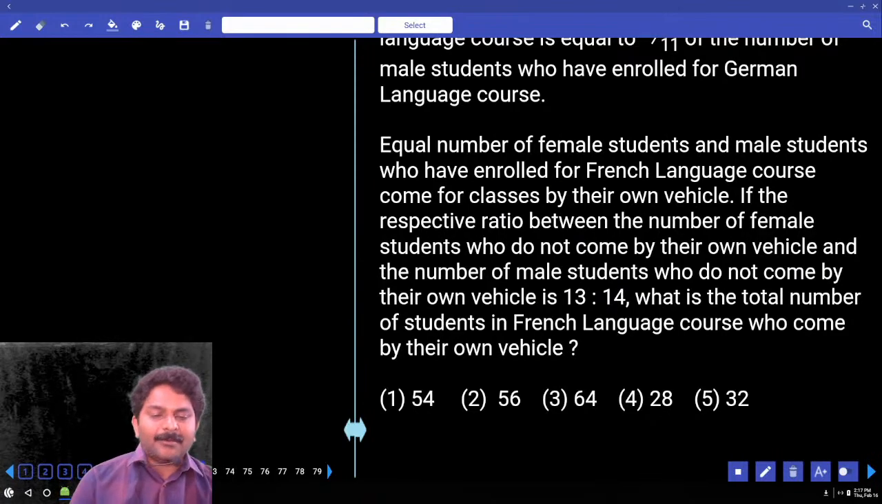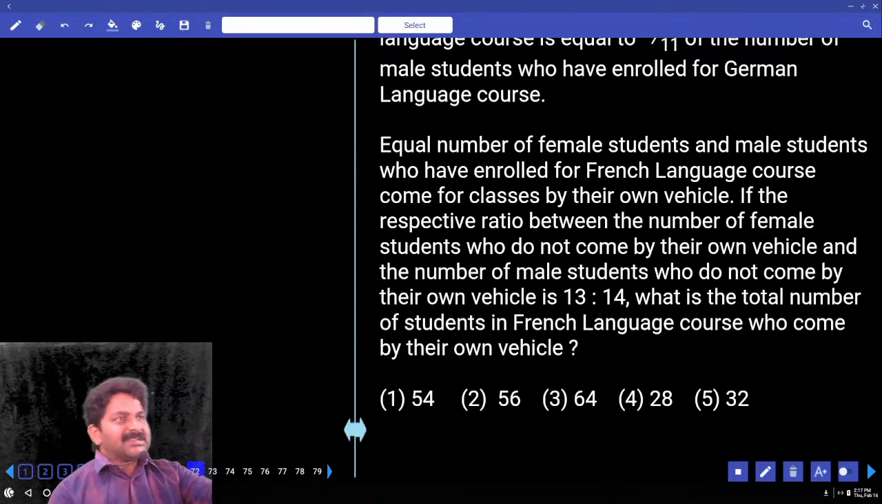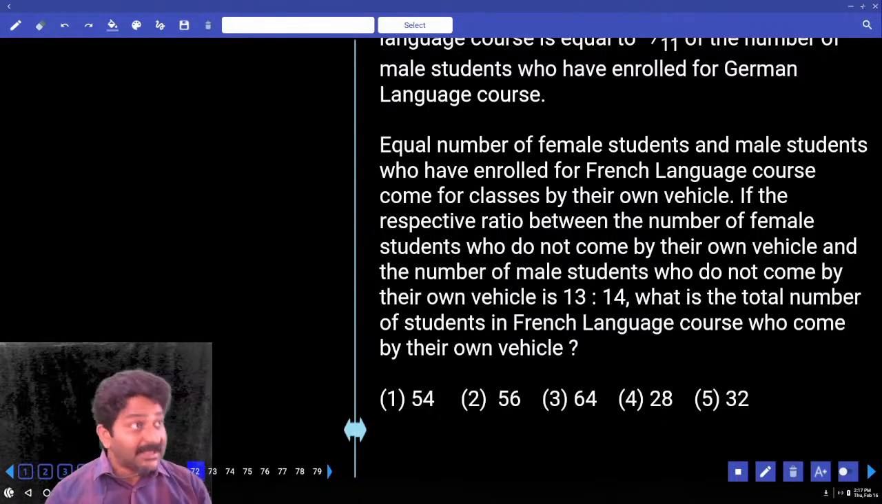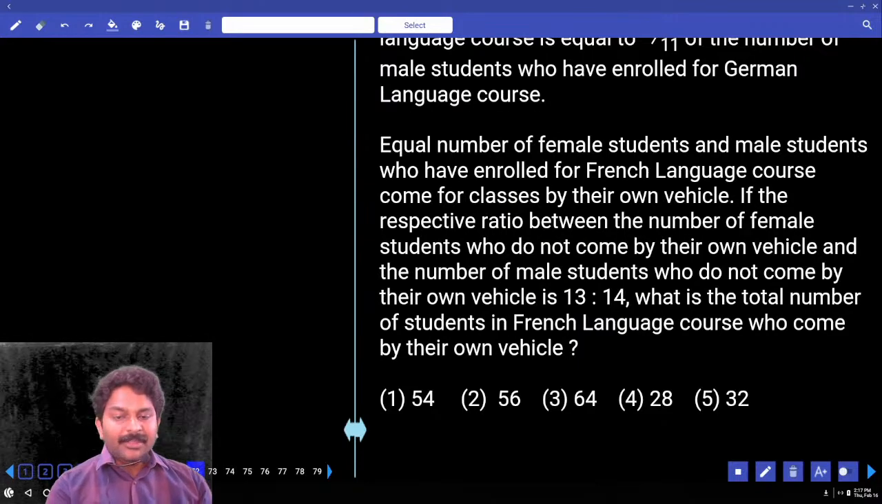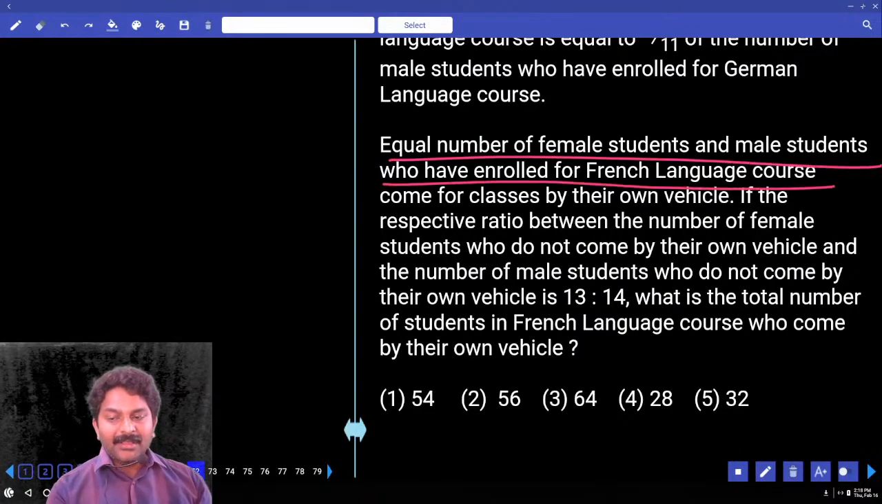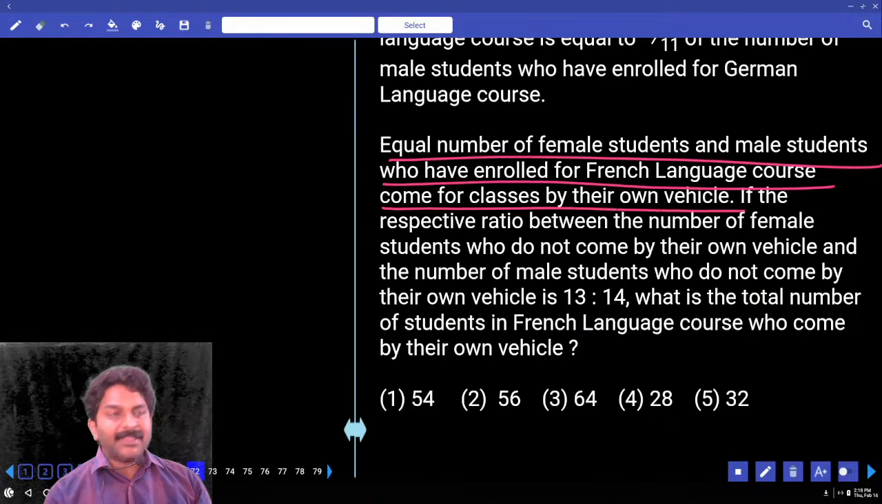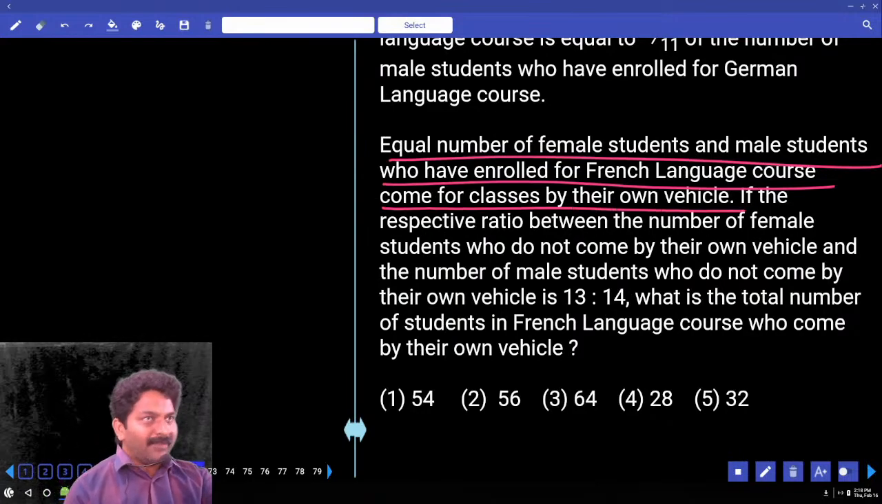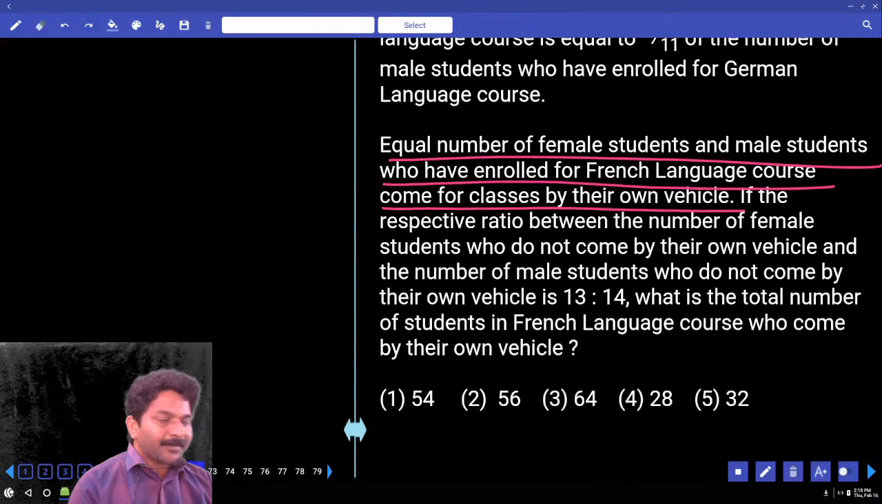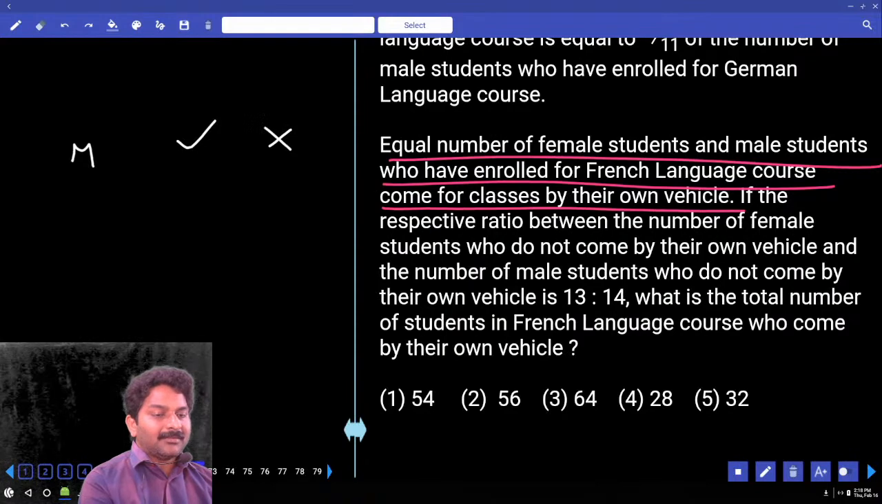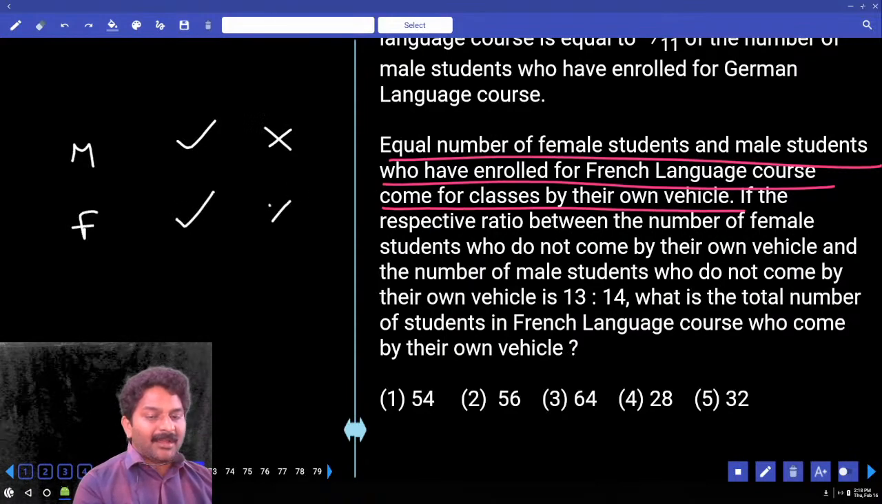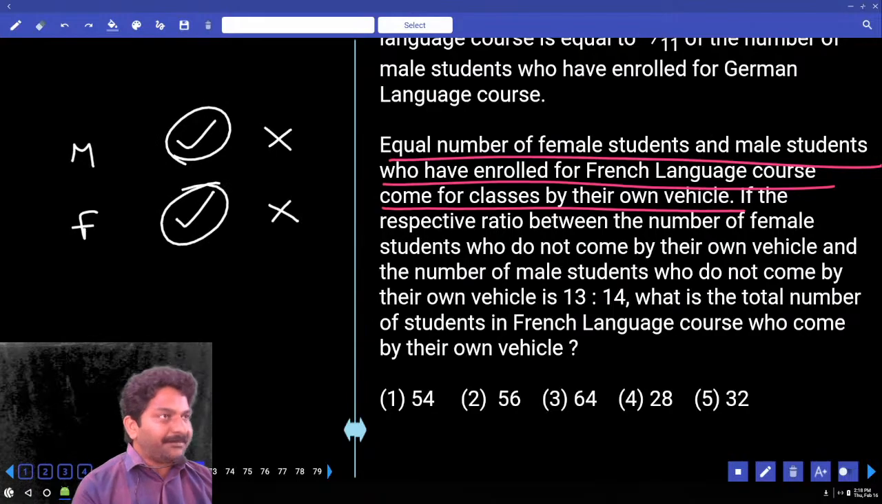Okay. So now, among boys or girls, there are only two categories. Whether they come by own vehicle or not. The first condition says there are equal male and female who enroll for French classes and come for classes by their own vehicle. Whether they have own vehicle or not, only two candidates. Correct? Male, own vehicle or not. Female, own vehicle or not. These two numbers are same.